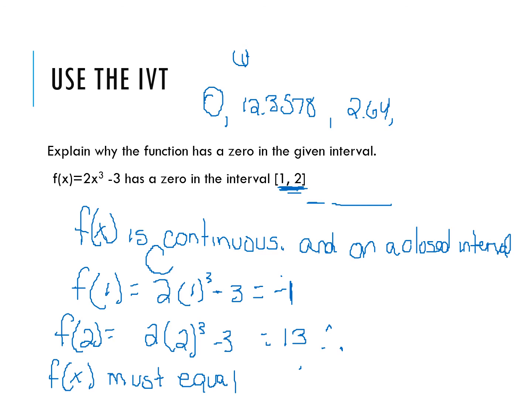Okie dokie, boys and girls, does that make sense? And that's the intermediate value theorem. And again, you're going to use that theorem often in calculus. And remember, in order to use the theorem, we have to prove the conditions of the theorem, which in this case are that it's continuous and on a closed interval.